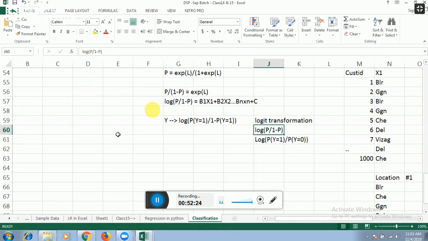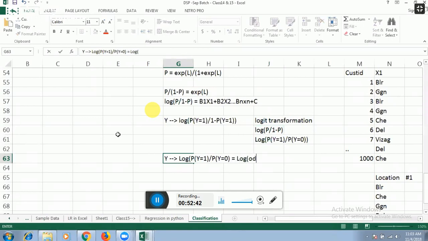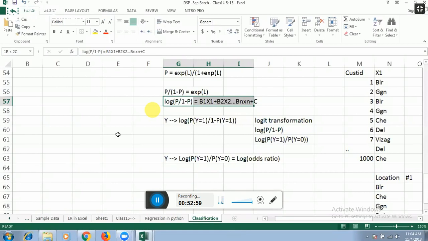Correct. Okay. So indirectly I'm saying that y is transformed into log of probability of y equal to 1 by probability of y equal to 0. And sometimes people also call it a log odds ratio. This is the odds ratio. Now if you understand this concept, what is the next thing I need to do? Just apply the linear regression concept, get my betas and get my equation, and once I get this relationship, my output will be P, right? This is not my ultimate goal. My ultimate goal is P.